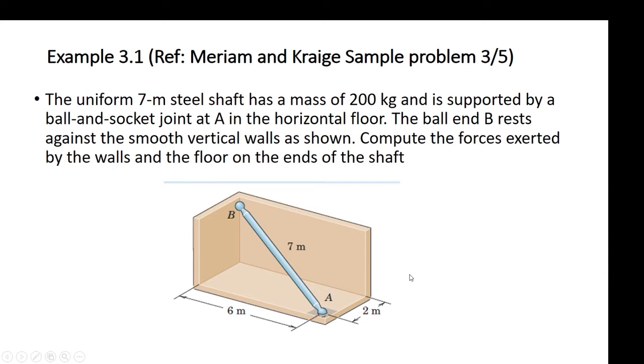Example 3.1, reference Meriam and Craig. This is a sample problem, 3/5. The uniform 7-meter steel shaft has a mass of 200 kg and is supported by a ball and socket joint at A on the horizontal floor, and the end B rests against the smooth vertical walls as shown. Compute the forces exerted by the walls and the floor on the ends of the shaft. That is to be determined.